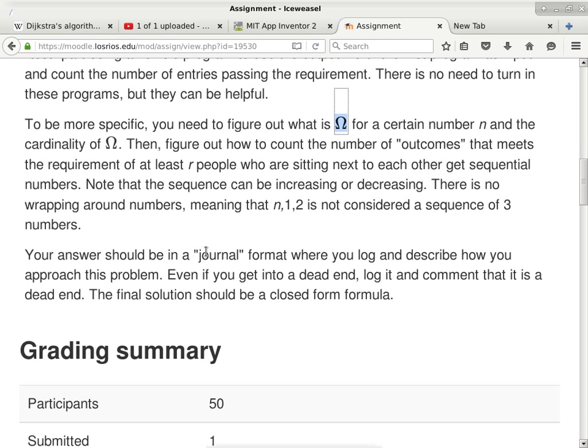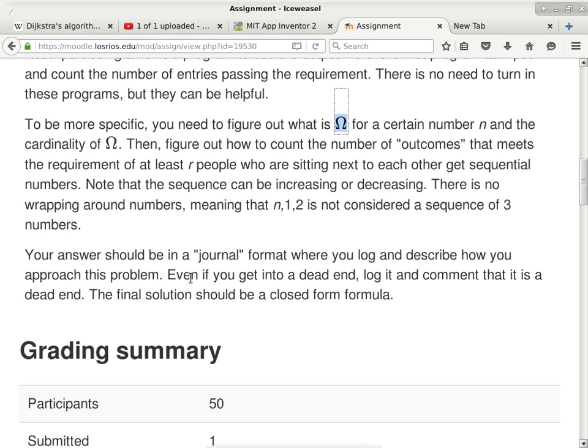Your answer should be in a journal format where you log and describe how you approach the problem. Every time you work on this, just add something to your log entry. Say, on a certain date, this is what I'm doing, and it didn't seem to work. It's okay to just log it, because I want you to be able to go back in time and figure out how you think about this problem.